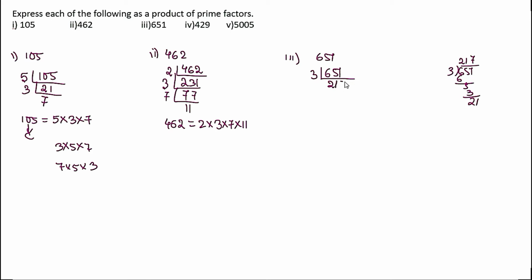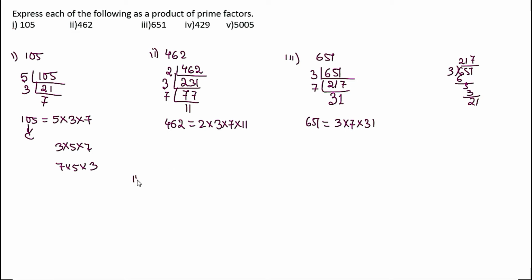217. 217 is a number that is divisible by 7. 7 3s are 21, 7 1s are 7. So 651 can be written as 3 into 7 into 31. So 3 is a prime number, 7 is a prime number, and 31 is also a prime number.